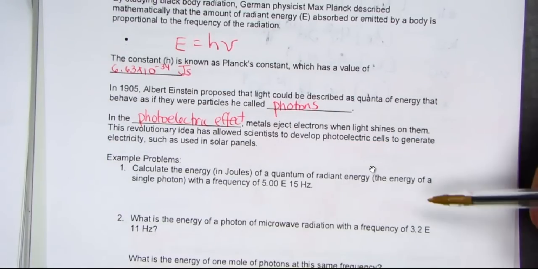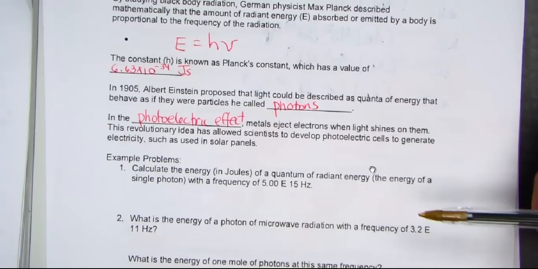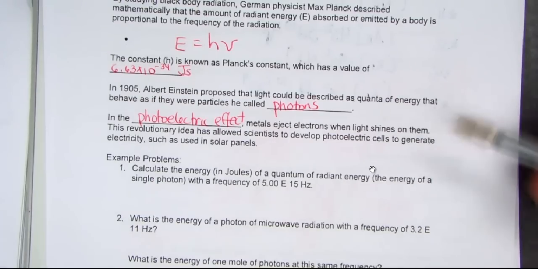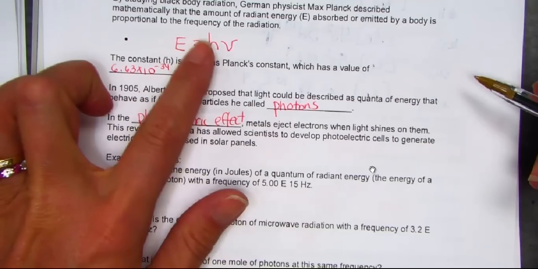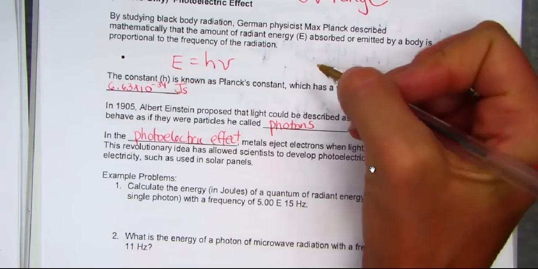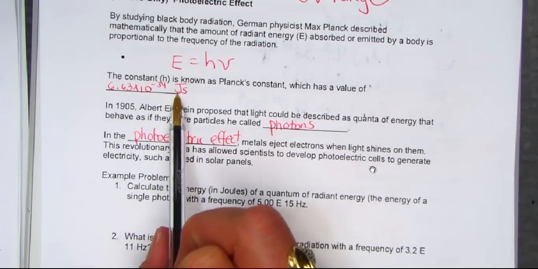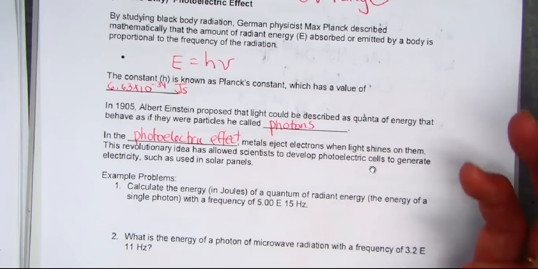Absorbing the light energy allows those electrons to jump orbitals. We capture that energy and put it to work. If E equals Planck's constant times nu, E is energy measured in joules. Planck's constant is a constant, 6.63 times 10 to the negative 34 joules times seconds.